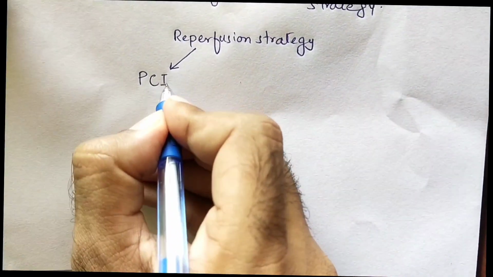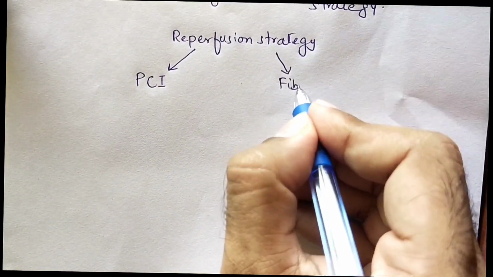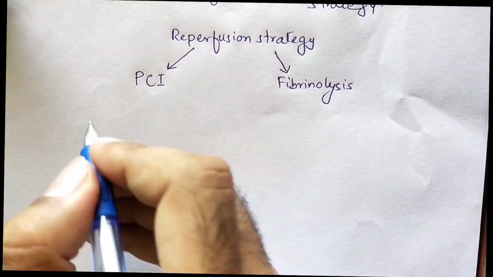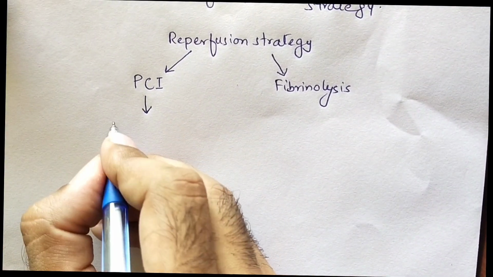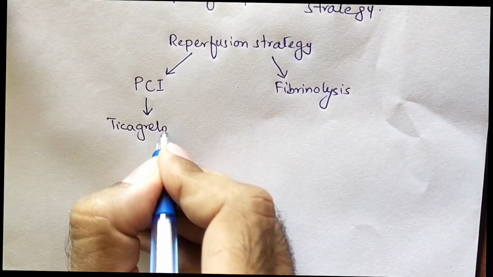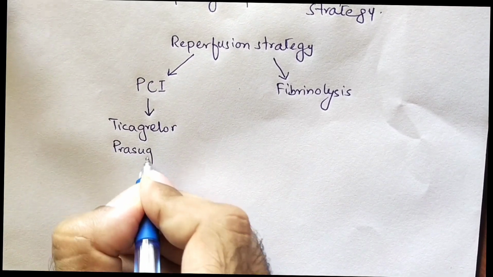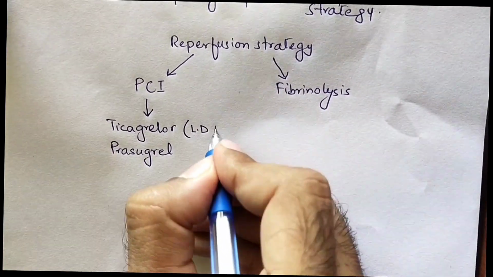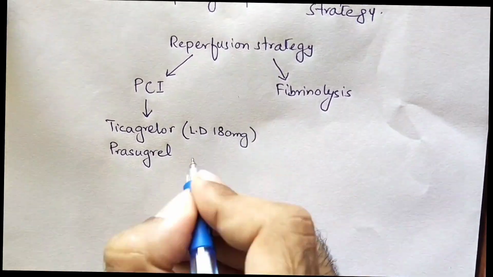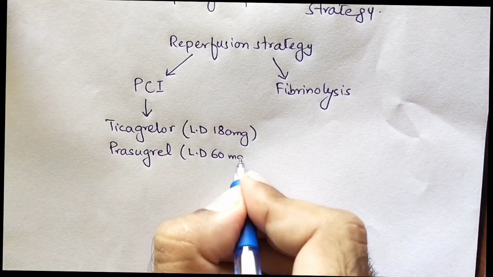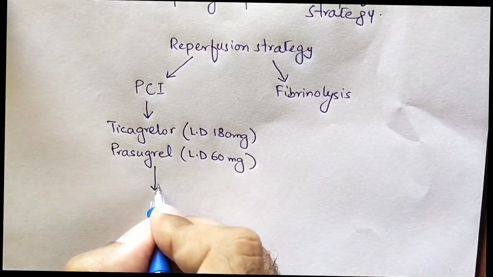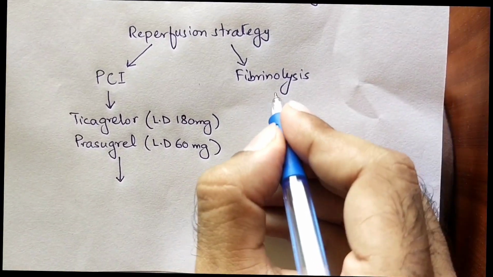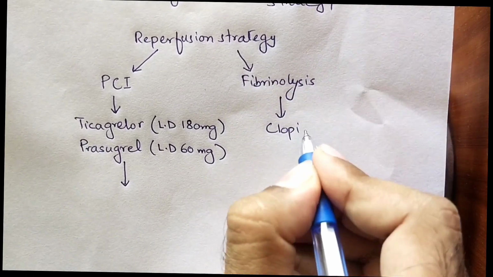Now, there are two types of reperfusion we do in MI. Either we do PCI if time and resources are available, or we fibrinolyze the patient. For PCI, we give ticagrelor and prasugrel. These two drugs are used when we plan to give PCI to the patient. The loading dose of ticagrelor is 180 milligrams, and for prasugrel it is 60 milligrams.